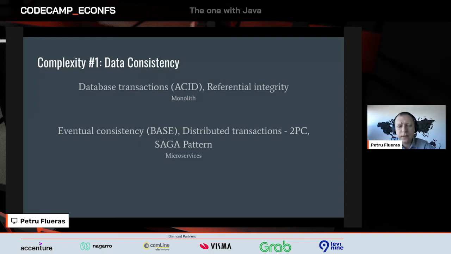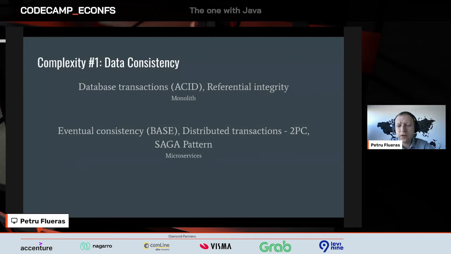We have in this context eventual consistency. We could have as well distributed transactions, two-phase commit. We could have the saga pattern. Distributed transactions are typically slow, and they are not guaranteed. So even with two-phase commit, if the first phase runs fine, the second phase may end up in an error.